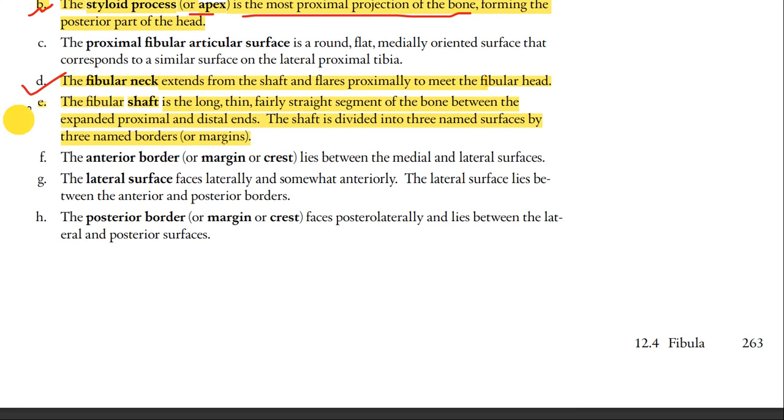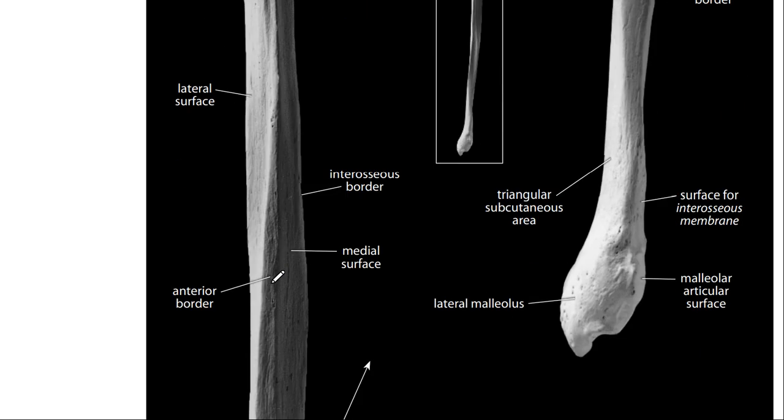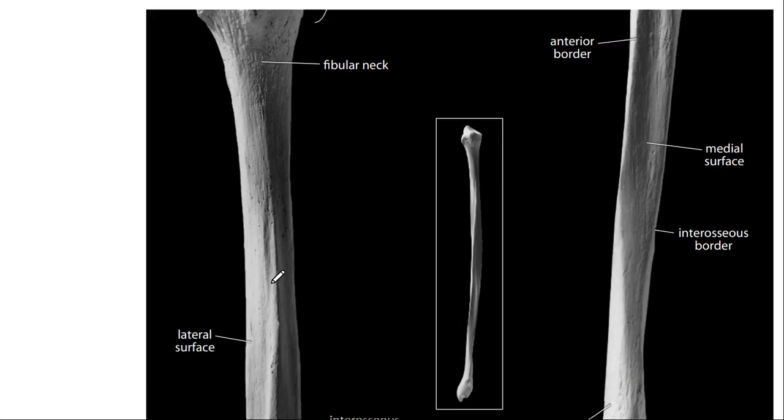Fine. Then we have the fibular shaft. It's the long, thin, fairly straight segment of the bone between the expanded proximal and distal ends. The shaft is divided into three named surfaces by the three named borders or margins, which are the anterior, lateral, and posterior borders. We are not going to detail this, but you can see it this way.